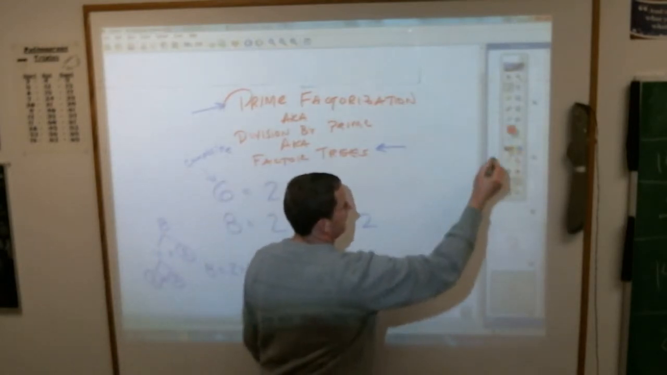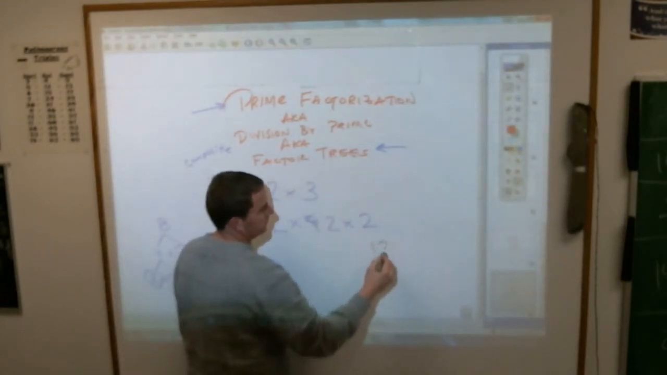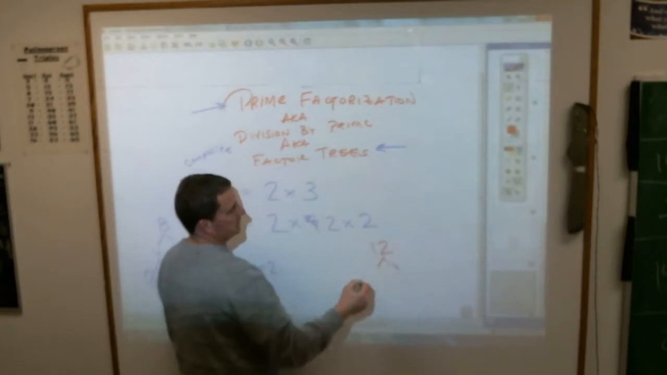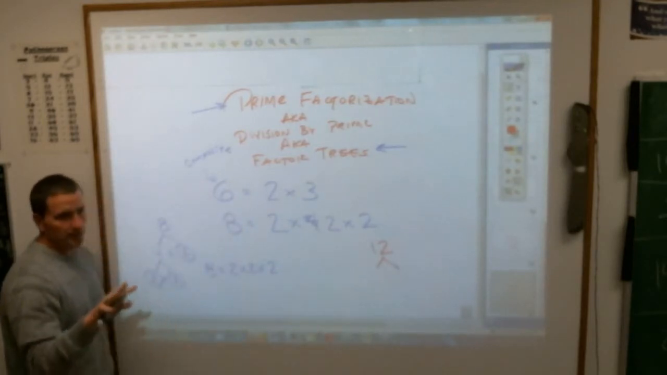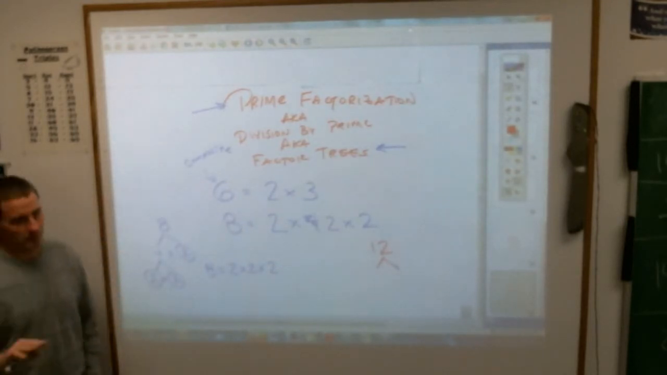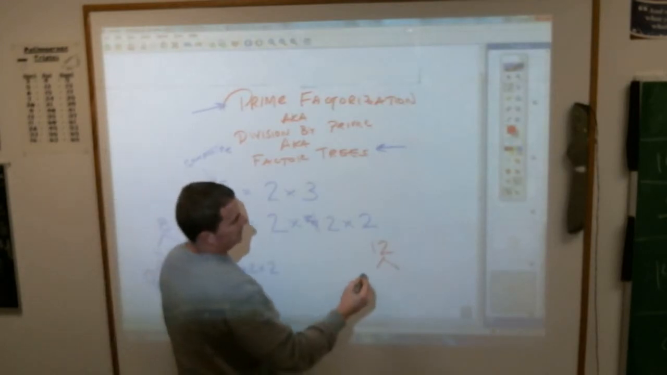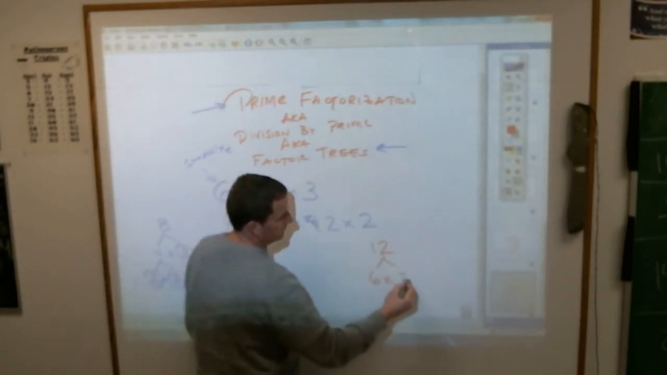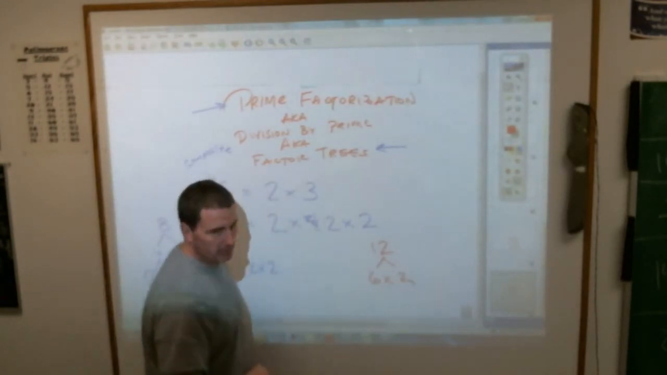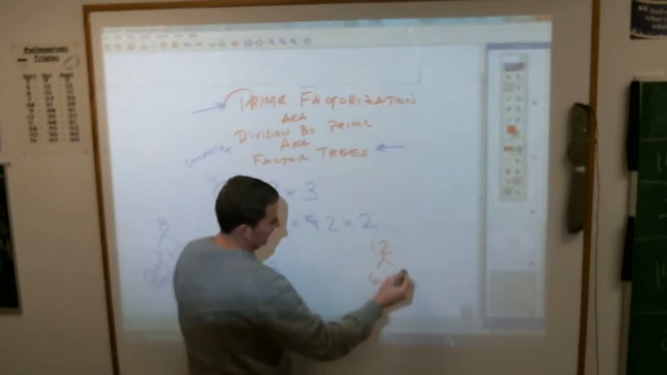Another example of that would be this. Here's 12. What times what gives you 12? You have a couple different options. You'll get the right answer in the end no matter which way you do it. Brianna says 6 times 2. Now, are either one of those prime numbers? 2 is, so I can stop with 2.